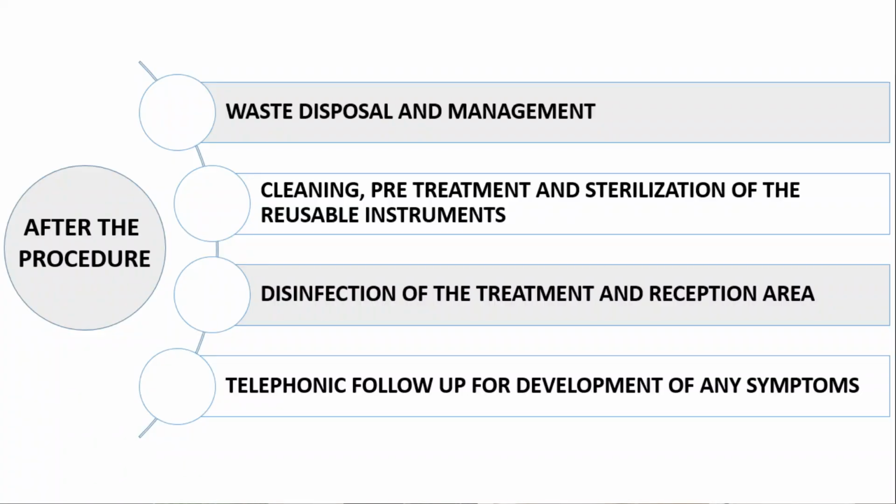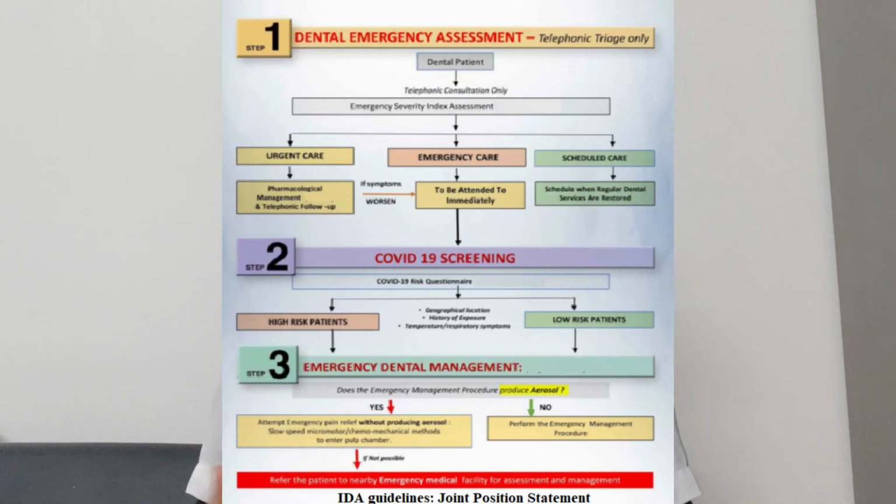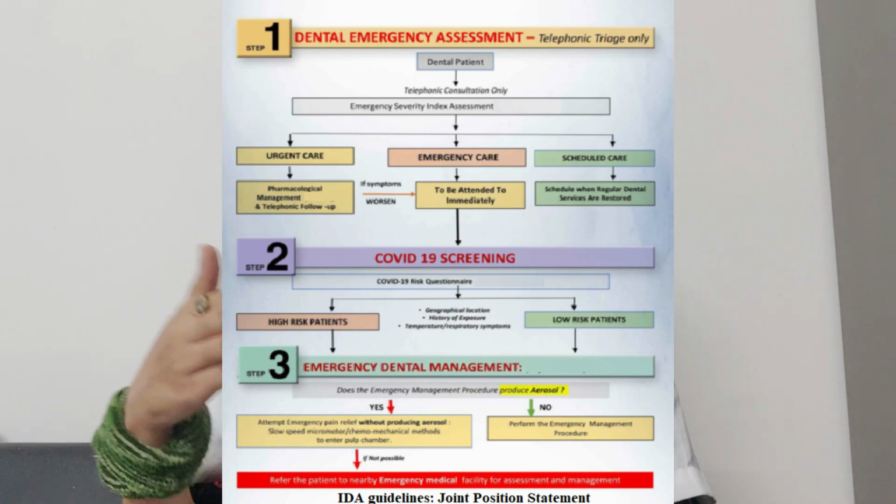So once we finish the procedure, any dental procedure that's been planned, once we finish the treatment, after that we need to disinfect the treatment area properly, and we need to disinfect the reception area properly, and we need to clean the instruments, wash the instruments, pre-treat them and sterilize them properly. Any instruments that can be discarded, we should try to use as many one-time use instruments as possible, which can be discarded at once. They need to be discarded.